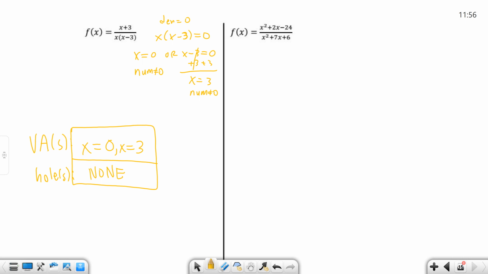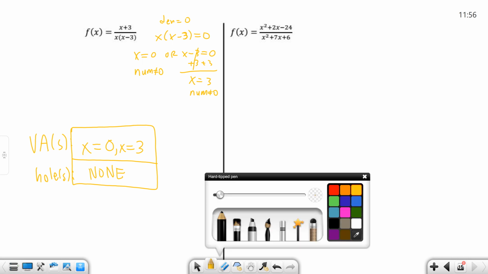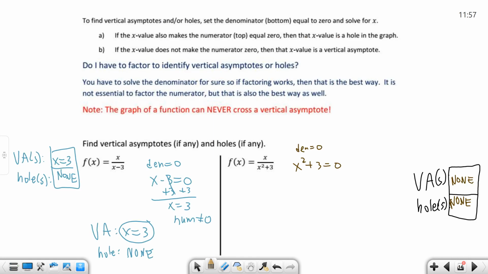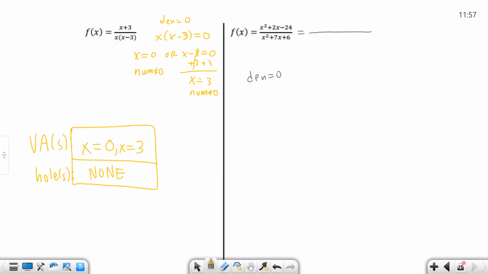And then on this one here, again, where does the denominator equal 0? And I told you it would be good to have it factored. Let me just do this down here. Everything's been factored so far. This one's not factored. So before I worry about denominator equals 0, let's factor it, right?